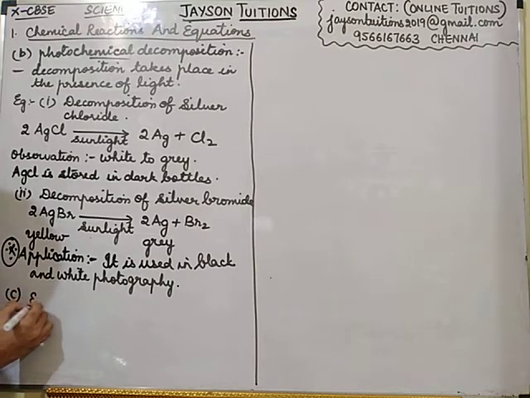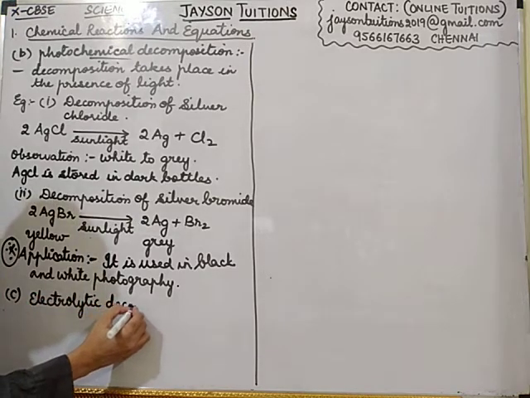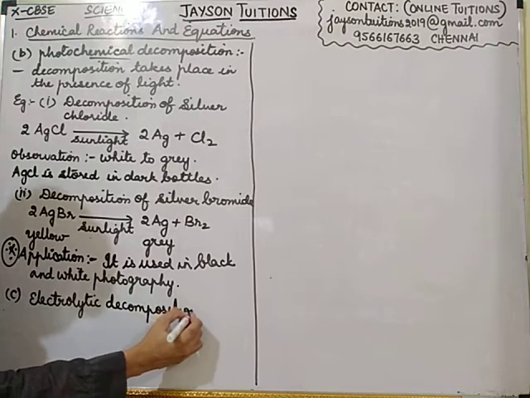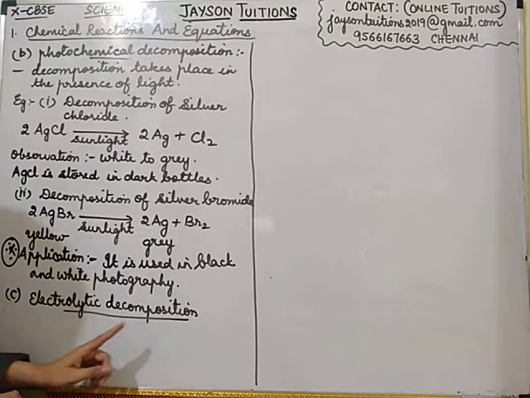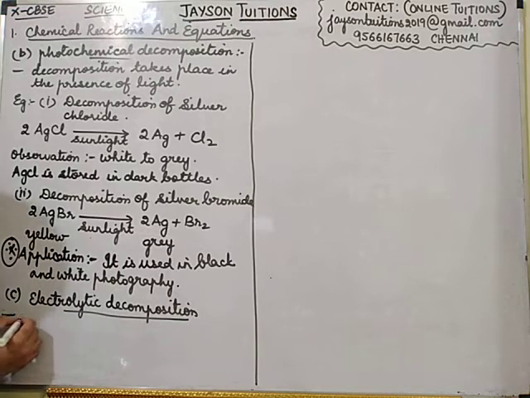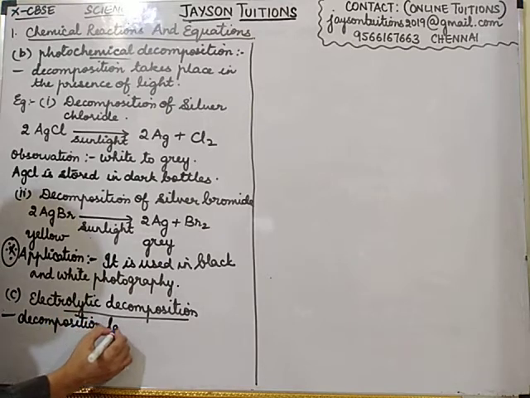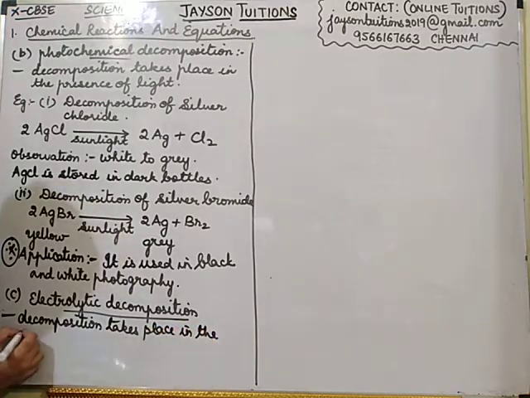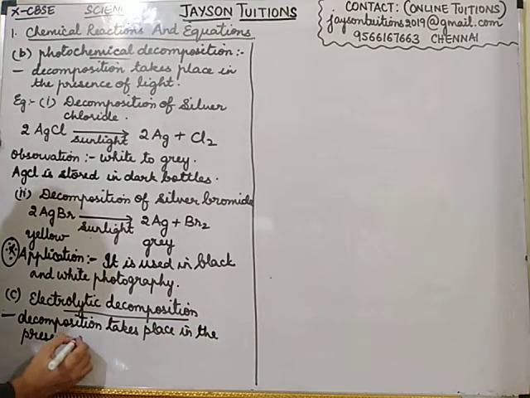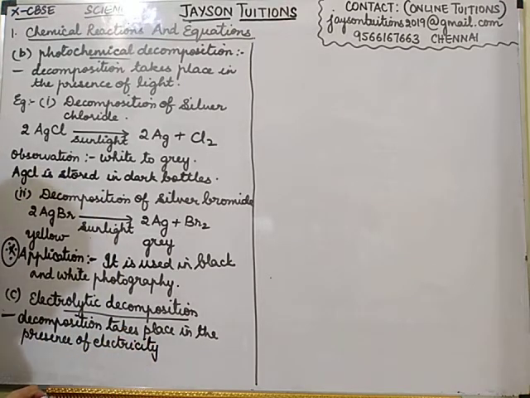The third type of decomposition is electrolytic decomposition. Electrolytic means electricity. So if the decomposition takes place in the presence of electricity, then it is called electrolytic decomposition. So what is electrolytic decomposition? The decomposition that takes place in the presence of electricity, or with the help of electricity, is called electrolytic decomposition.